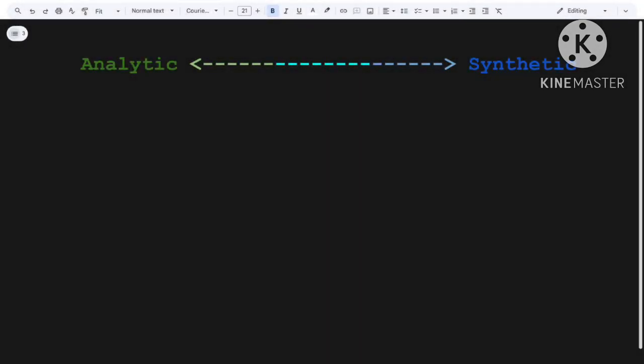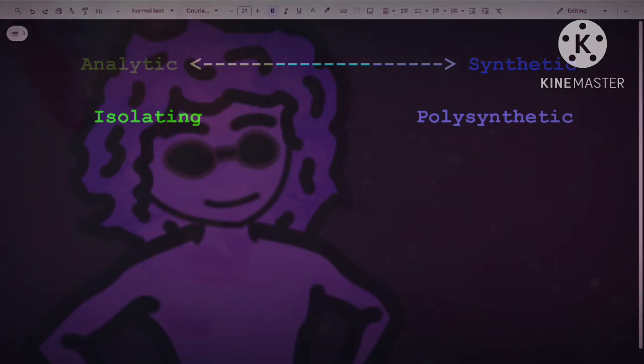Keep in mind that the terms analytic and synthetic are relative to each other. No language is completely one or the other, but there are some languages that are on extreme ends. On the analytic side, that would be the isolating languages, and on the synthetic side, it would be the polysynthetic languages. But that's getting off topic, and I do need to watch myself. And not in a good way.